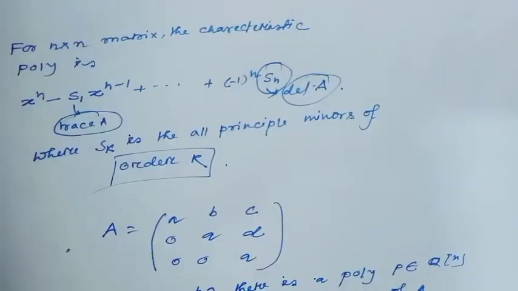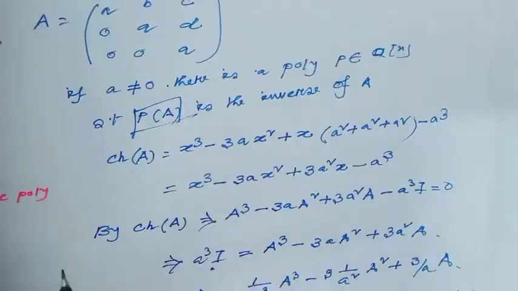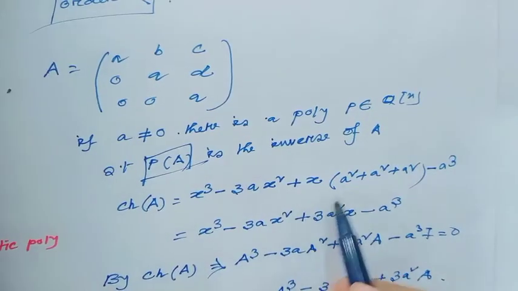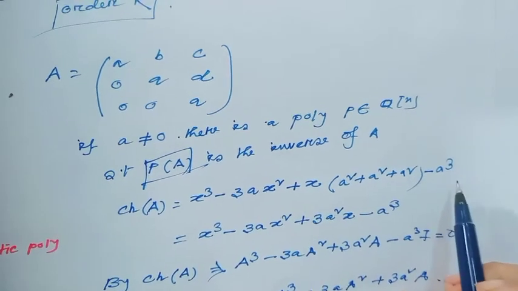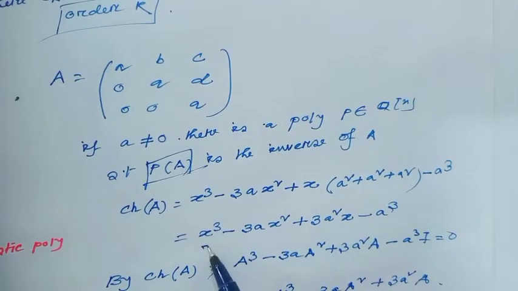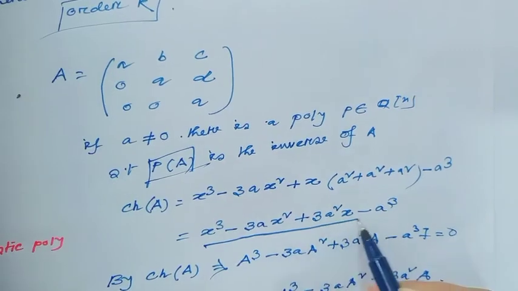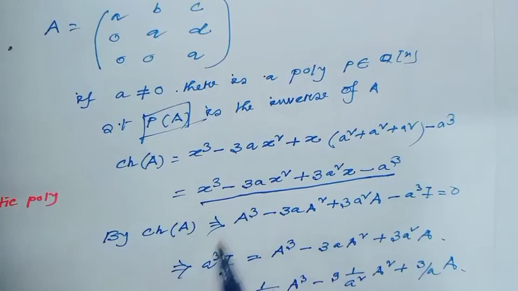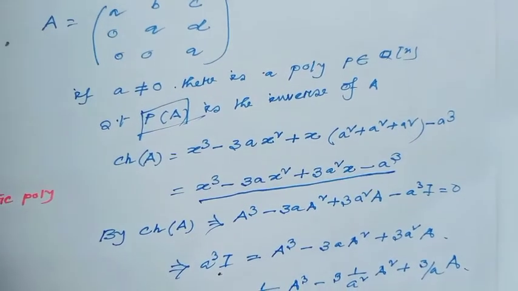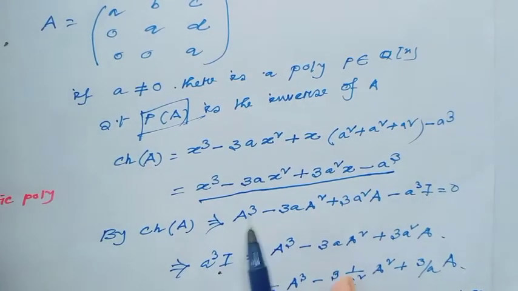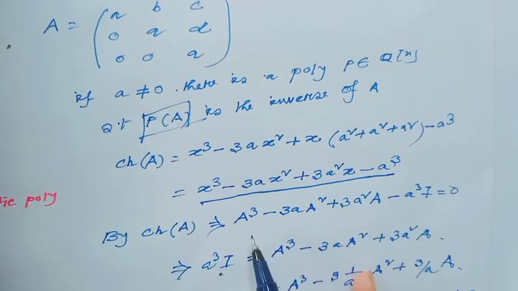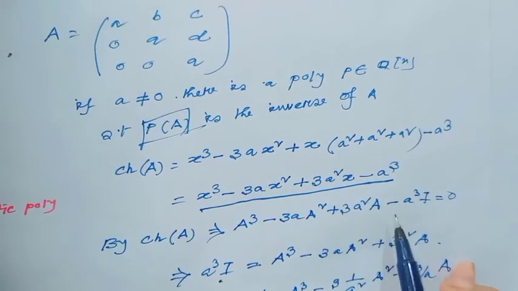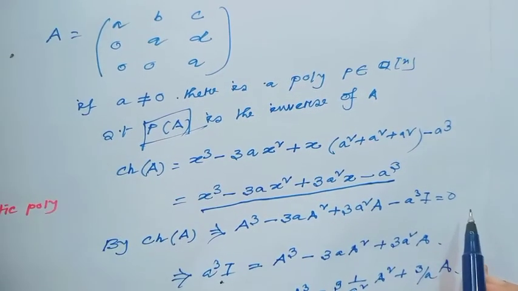Obviously by these rules, the characteristic polynomial of this matrix would be x cube minus 3a x square plus 3a square x minus a cube. By the characteristic polynomial, we know every matrix annihilates this polynomial. Then this would be A cube minus 3a A square plus 3a square A minus a cube I equal to 0.